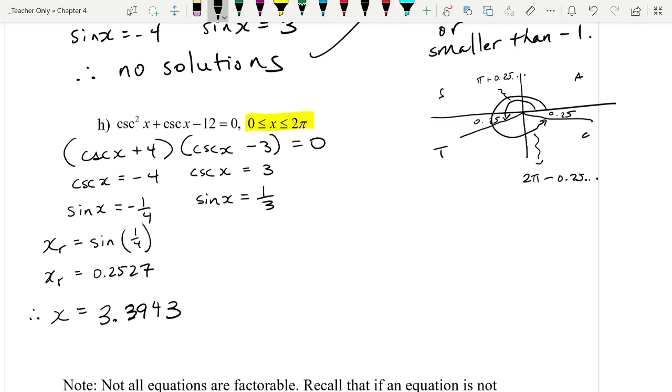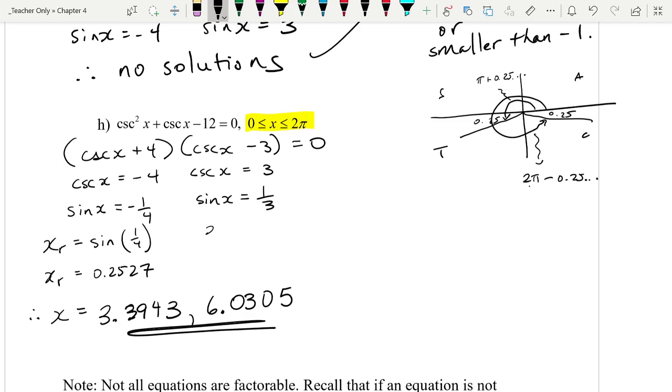And then this answer I would get by going 2 pi minus, I'll recall A because I stored it in memory A, 6.0305, I guess. And there's the first two answers.